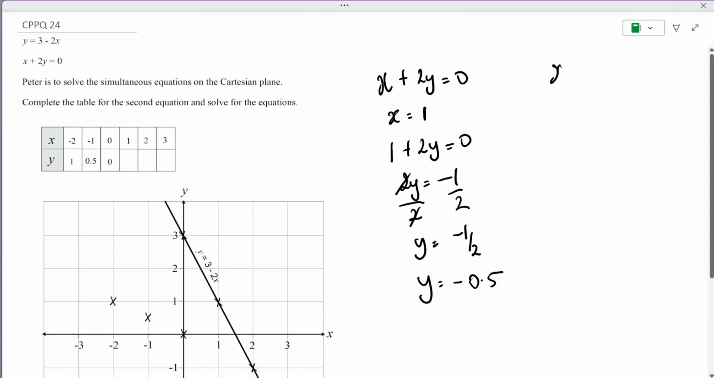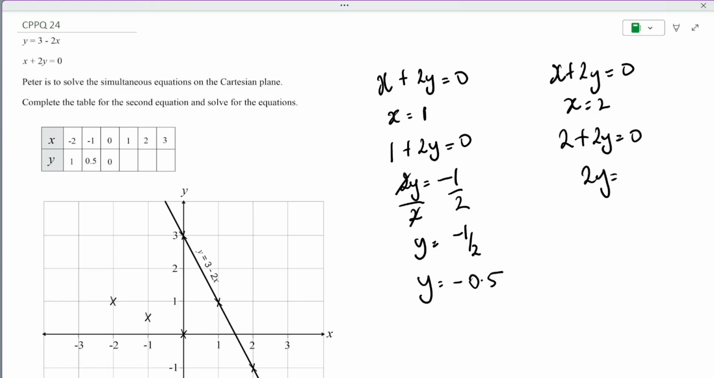We have the equation x plus 2y equals 0. x is 2. That means in the second equation, we're changing x to 2. So we have 2 plus 2y equals 0. We're looking for y when x is 2. So we have 2y equals, this 2 has a positive sign, it's hidden. When you don't have a positive or a negative sign in front of a number or a term, it's positive. So this plus 2 crosses and becomes minus 2.